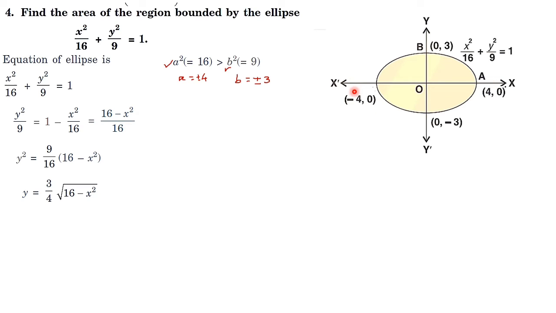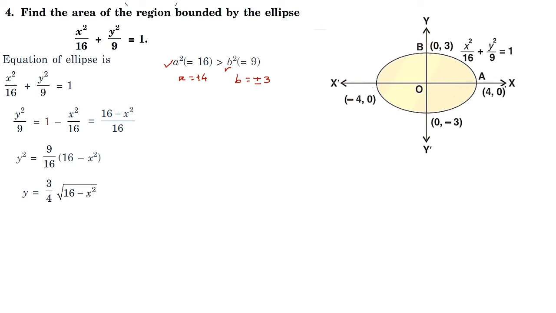Then b is along the y-axis. The bigger one is the major axis value, so that is a, plus or minus 4 here. So this is minus 4 and this is plus 4, and the other value b is 3. That means from O to B is 3, and from O to this portion also minus 3. So the coordinates we write are 0, 3 and 0, minus 3. Now, find the area of the region bounded by the ellipse, which means we have to calculate this entire shaded area.